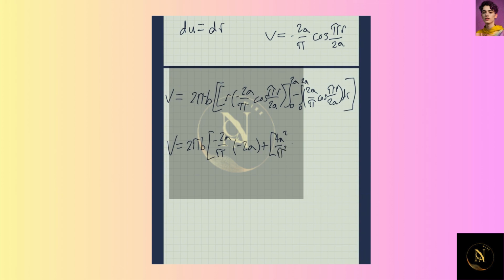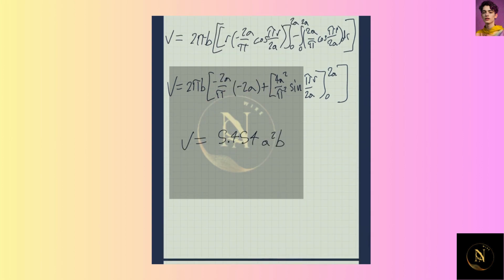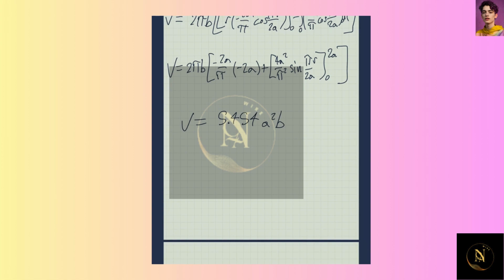And taking the integral of the right part of this equation, you get 4a squared over pi squared sine pi r over 2a from 0 to 2a. And plugging in 0 through 2a, we get that the volume is equal to 5.454 a squared b.